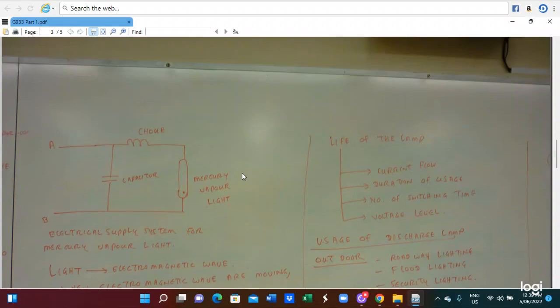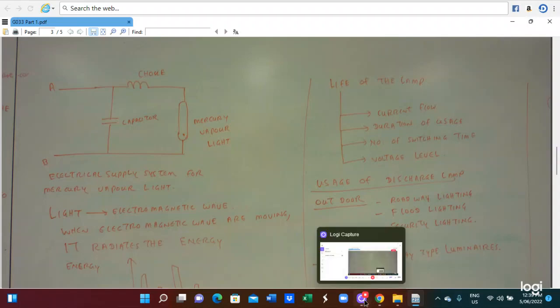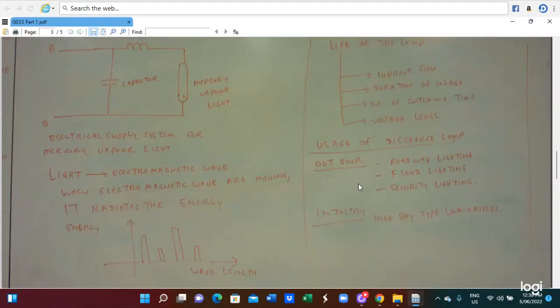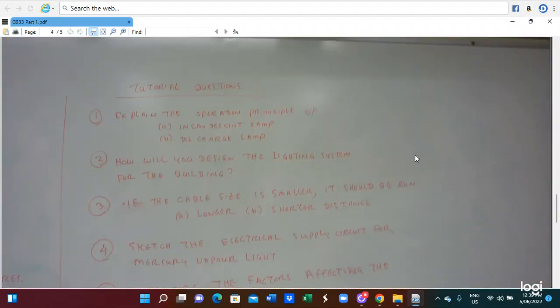Light of the lamp depends on the current flow, the duration of the usage, the number of switching times, and the voltage level. Those are what the light of the load depends on. The usage of the digital lamps: we use digital lamps in auto, radio, roadway lighting, flower lighting, and security lighting. In our industry, we also use hybrids and tight luminaires as well. Those are the tutorial questions.